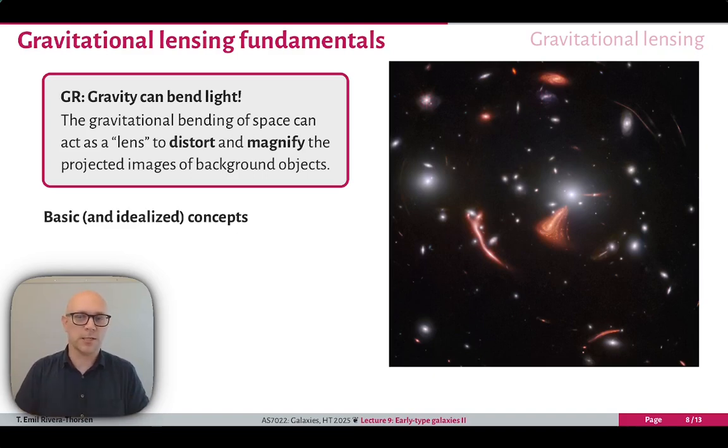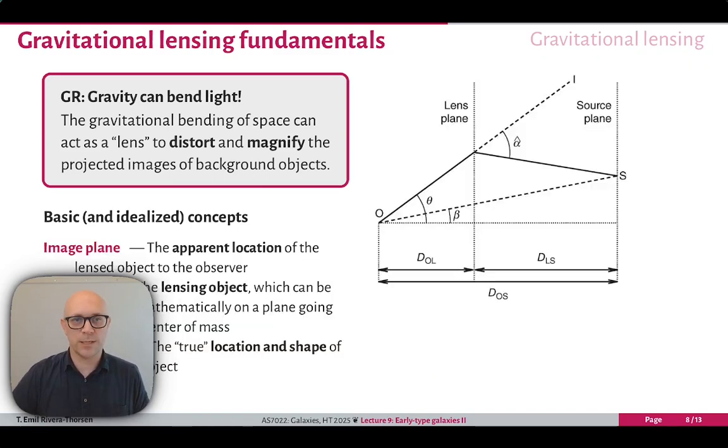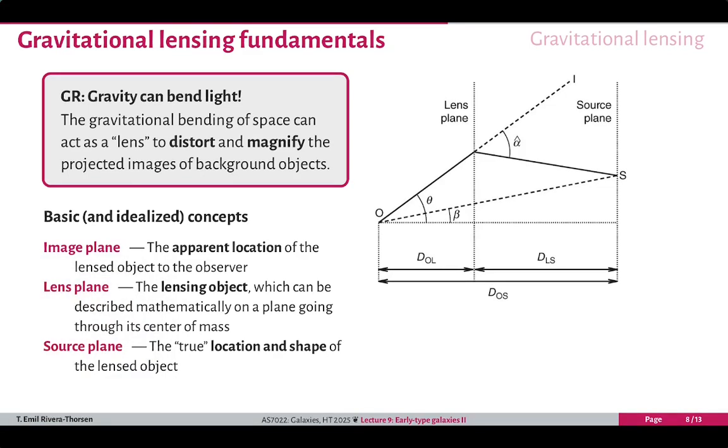And so Einstein predicted back in his day that it would be possible to see light distorted simply by gravity. But he also predicted that this effect would be so weak and so faint that we would never actually be able to observe it in practice. Today, we observe it more or less routinely, and it is nothing less than absolutely stunning. So let's take a look at a few basic and idealized concepts of gravitational lensing.